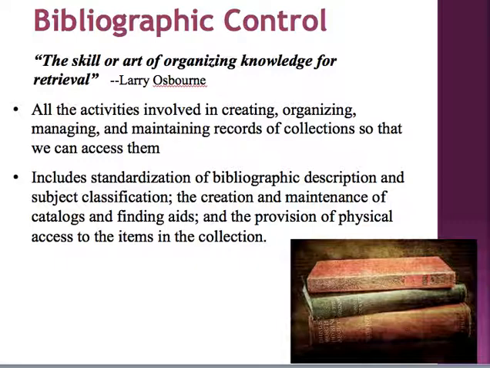So basically, bibliographic control includes all the activities involved in creating, organizing, managing, and maintaining records of collections so that we can access them. This also includes standardization of bibliographic description and subject classification, the creation and maintenance of catalogs and finding aids, and the provision of physical access to the items in the collection.